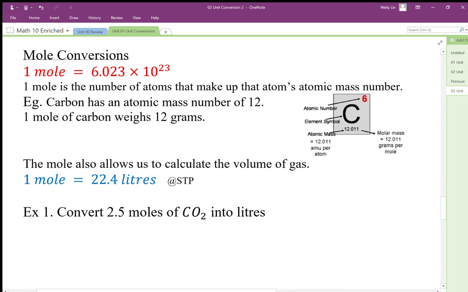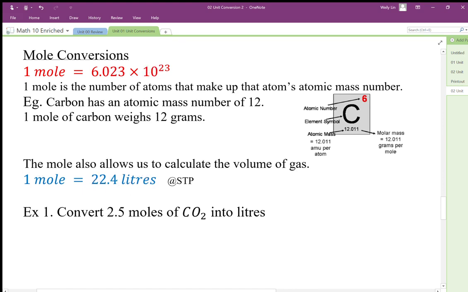The other thing that a mole calculates is for gases. Okay, so it allows us to calculate the volume of gas at what we call STP, or standard temperature and pressure. You don't need to worry about that because we'll just assume everything right now is at STP. But standard temperature and pressure means room temperature, sea level pressure. So 1 mole, or this many particles of a gas, will occupy 22.4 liters of space.